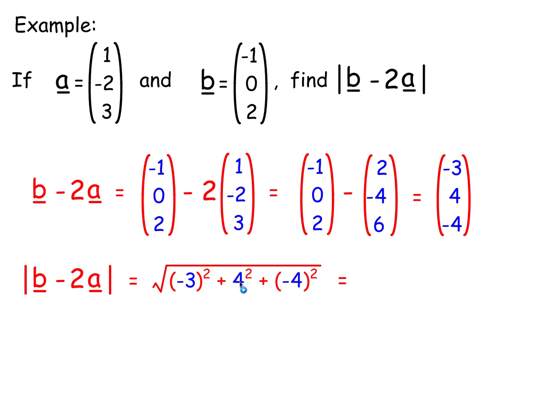Positive 9, positive 16, positive 16. So remember, square a negative, you get a positive. If you add these up, it's the square root of 41. That doesn't simplify. That's the magnitude of B minus 2A. Work out B minus 2A first, and then use the rule, square the components, add and take the square root. This is exactly as was done in 2 dimensions in previous videos. It's just got a third component there.